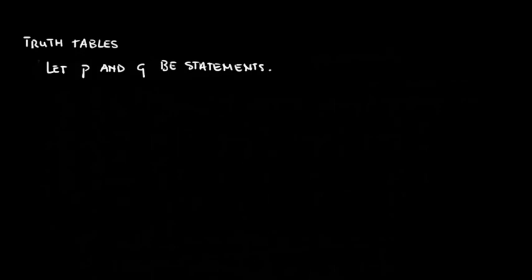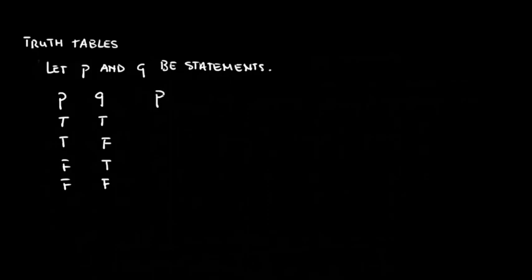What we're going to do here is write out a table of all the possible truth values that P and Q could take simultaneously. So P could be true and Q could be true at the same time. We could have true and false. We could have false and true, and then false and false. So those are all the possible truth values that P and Q could take simultaneously.